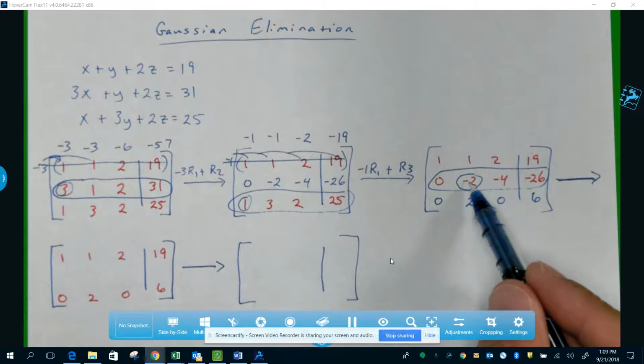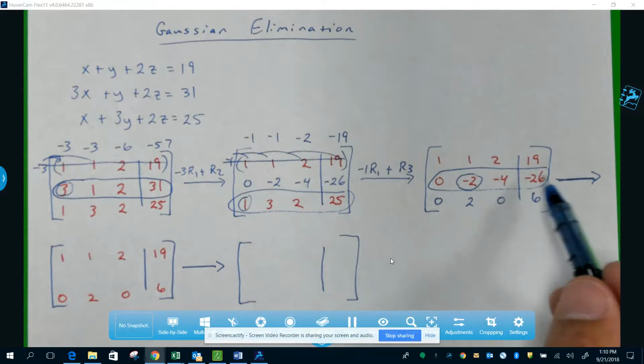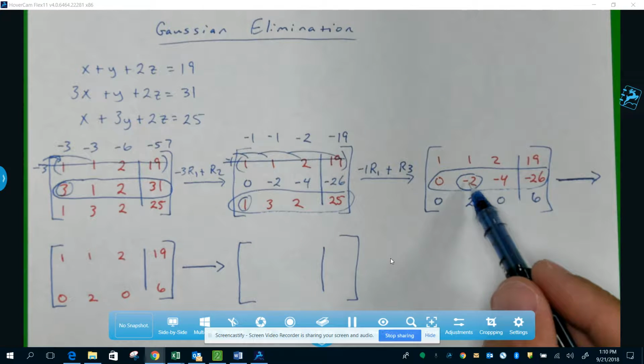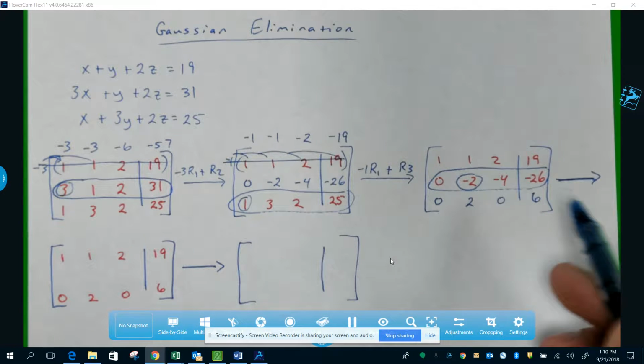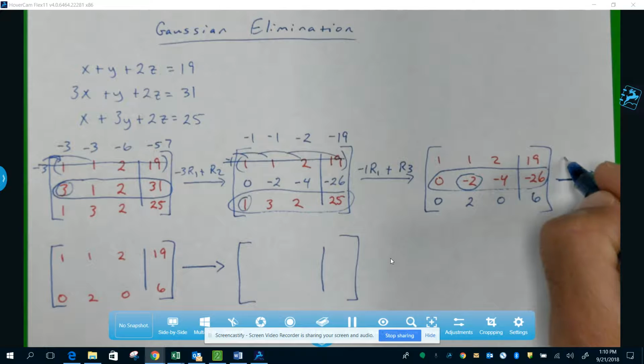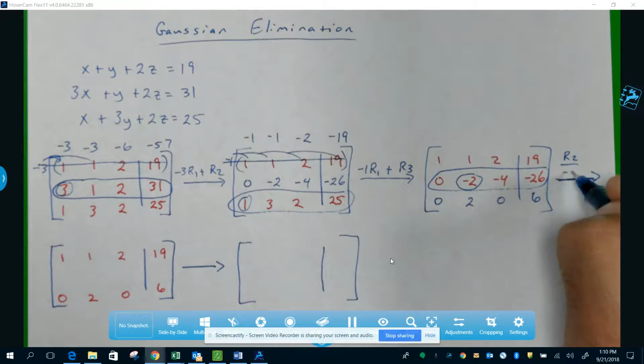Remember, when I turn something into a 1, I've got two options. I can either multiply by the reciprocal, in this case -1 over 2, or I can just divide the whole row by this number. To me, it's easier to divide it by -2. So I'm going to take row 2, and I'm going to divide it by -2.